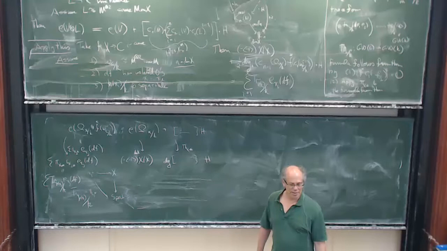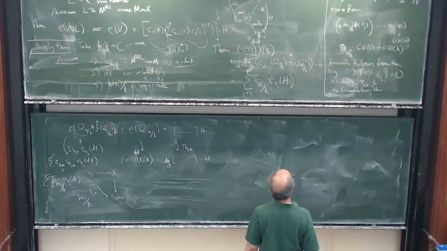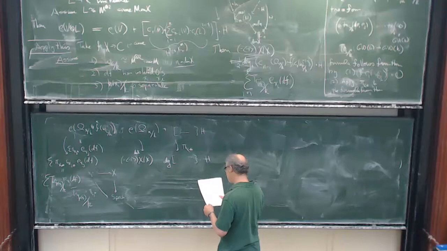And n is the dimension of X. n is the dimension of X. Because it's the rank. If X is a curve, you get n equals 1. Yeah, we'll see what we get if X is a curve. Okay? So let's do that. Let's do the case of curves.